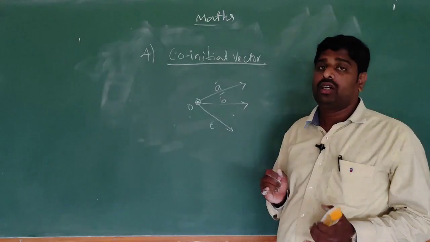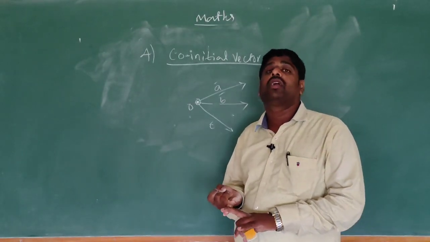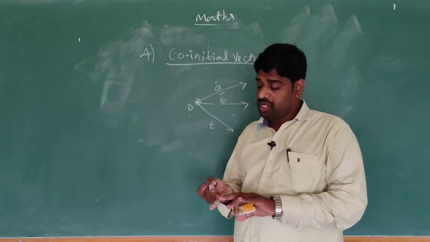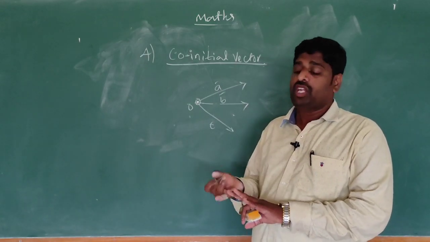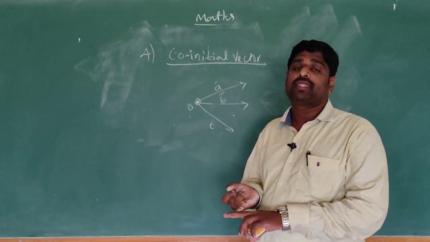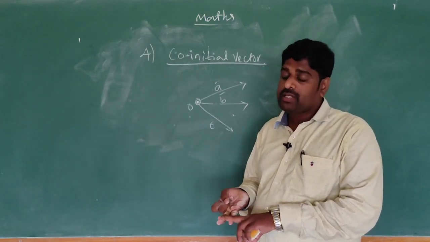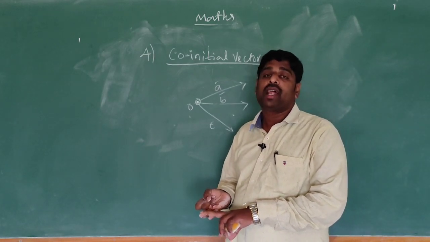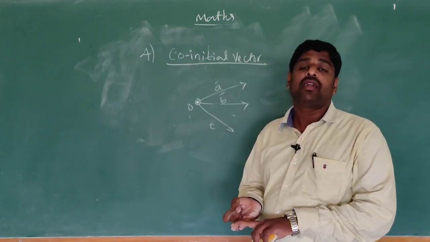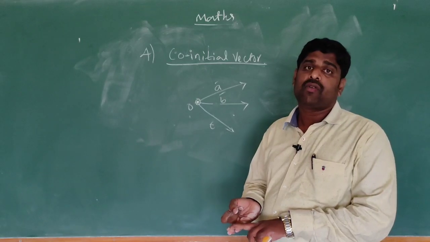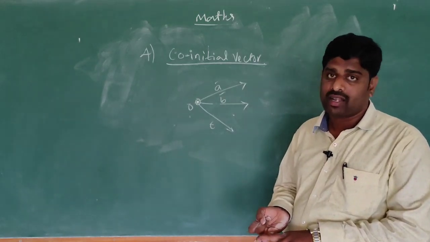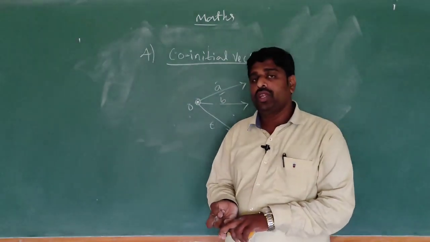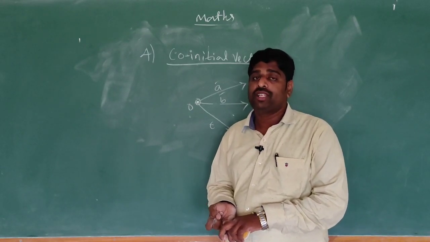Now, zero vector, collinear vector, unit vector. In a unit vector, the magnitude is unity. Collinear vectors means two or more vectors are said to be collinear if they are parallel to the same line. Next, unit vector: a unit vector's magnitude is unity.